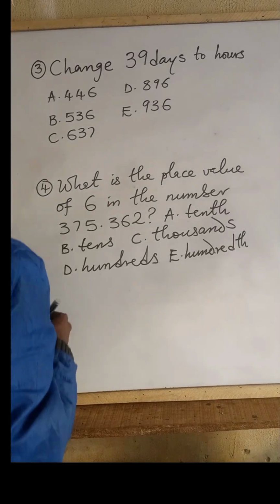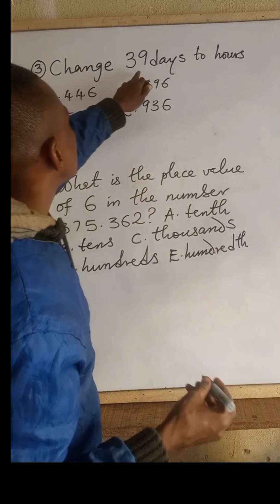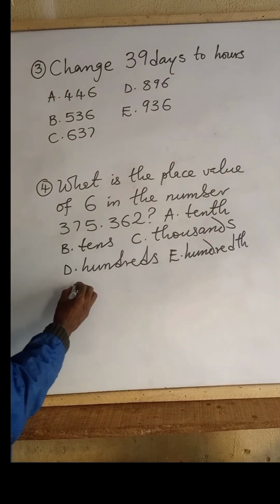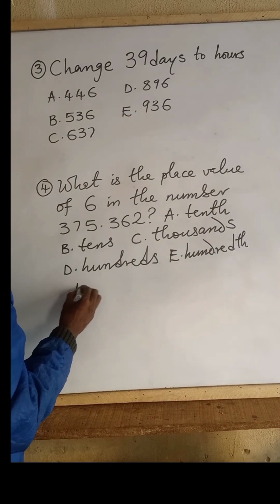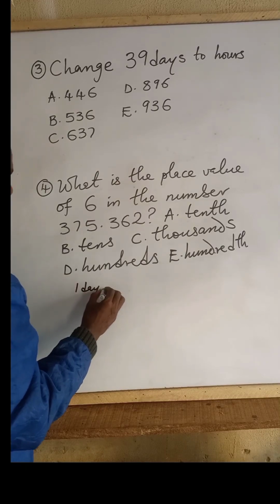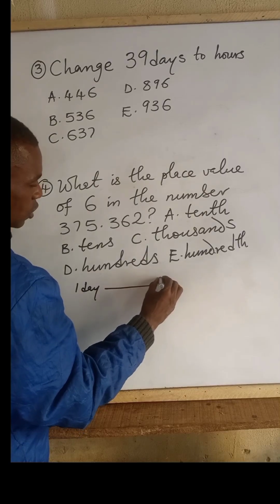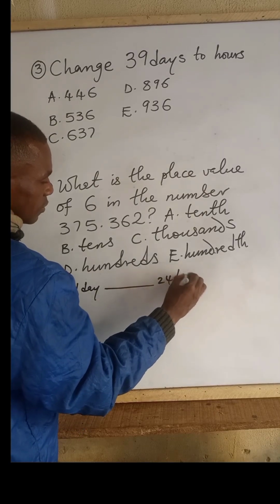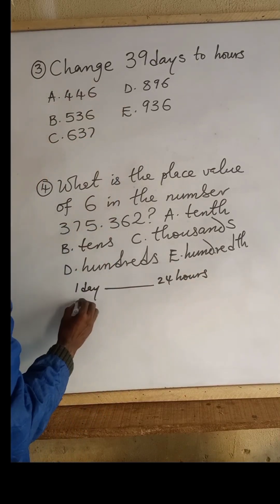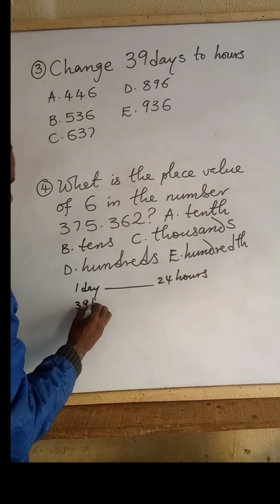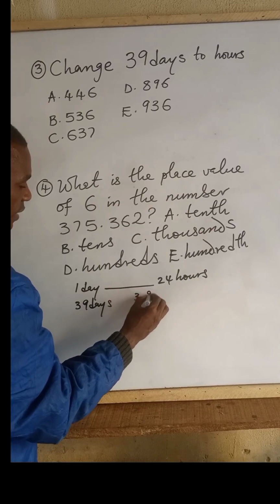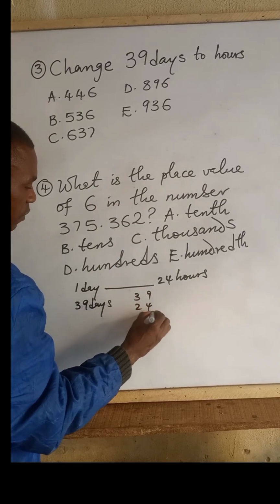Number 3, we have change 39 days to hours. Note that 1 day is equivalent to 24 hours. So, since what they gave us here is 39 days, 39 days will be 39 multiplied by 24.